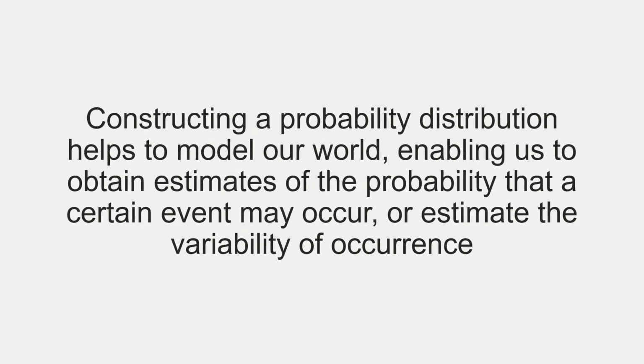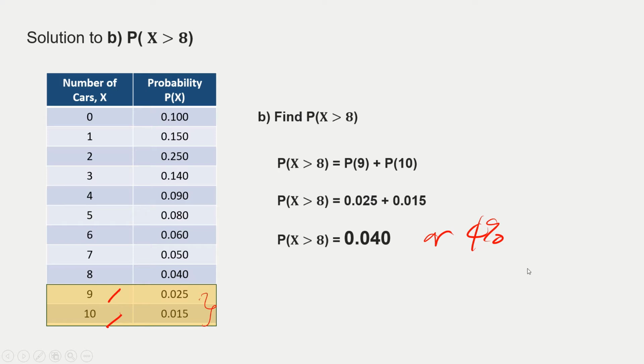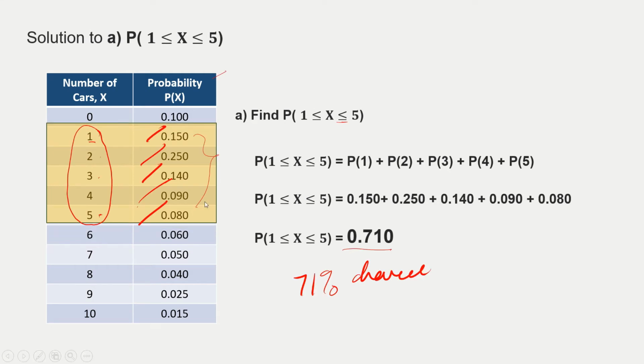So constructing a probability distribution helps to model our world, enabling us to obtain estimates of the probability that a certain event may occur, or estimate the variability of occurrence. For example, in our previous solutions, we can estimate the chances of this event to occur. We have only a 4% chance of this event to occur, and we can compare it that the previous one had higher chances of occurring. So here, 71. It means the chances, or the probability, of the random variables or outcomes vary.